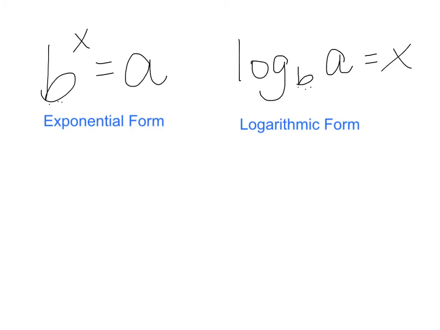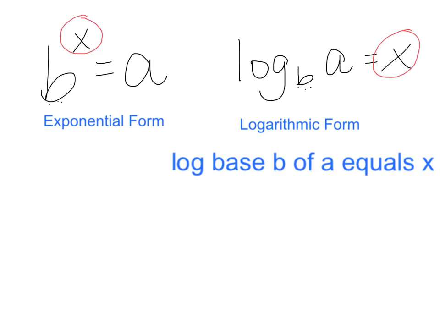Exponential form has an exponent. Logarithmic form has a logarithm. Notice that my exponent in exponential form is what it equals in logarithmic form. So I like to say that it equals the exponent. The logarithm will equal the exponent. The way that this logarithm reads is log base b of a equals x. So the base of my logarithm is b. That's the same base that I have in my exponential. b to some power, log base b of a equals x. Again, it always equals whatever the exponent is. So we're going to practice rewriting from exponential form to logarithmic form and vice versa.